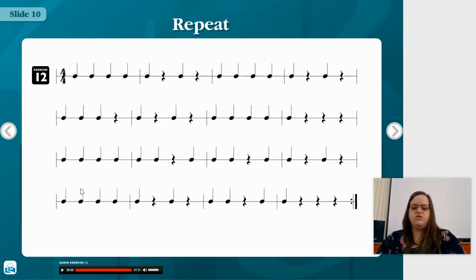So let's go ahead and give it a try together. And then, again, if you need to practice it, you can rewind the video and go back, or you can keep moving forward, okay? Here we go. Starting at the beginning.